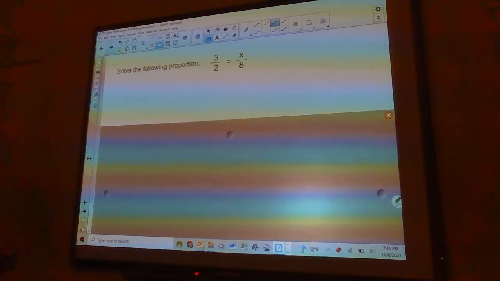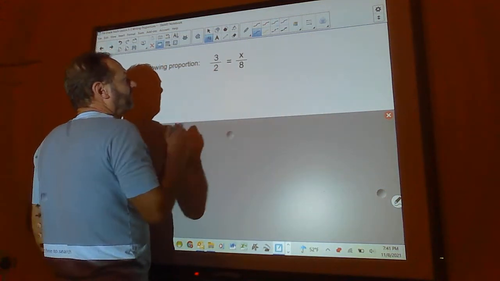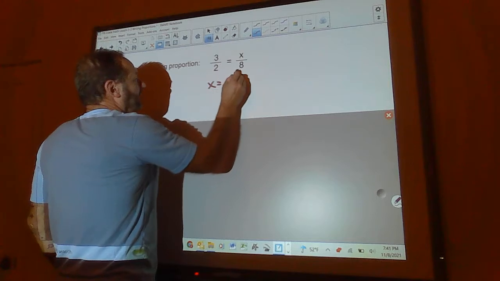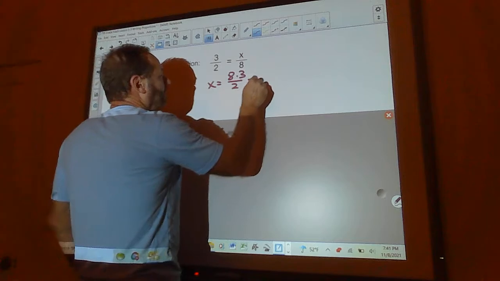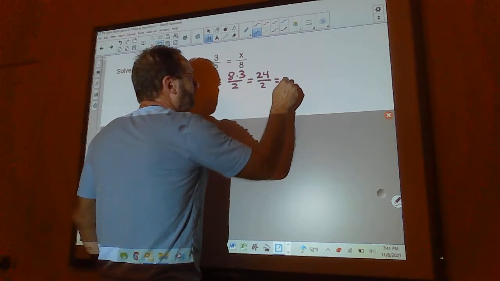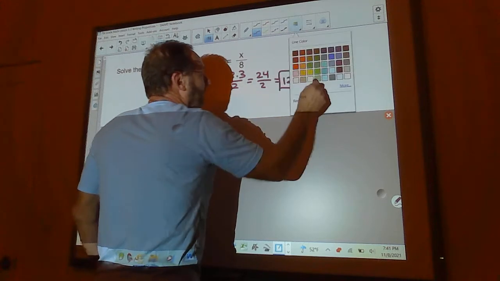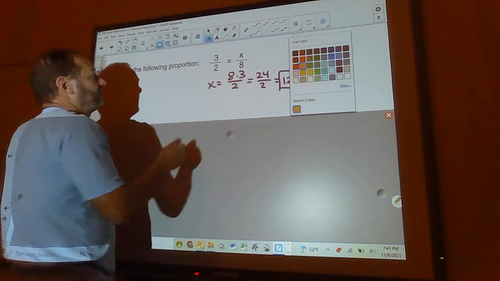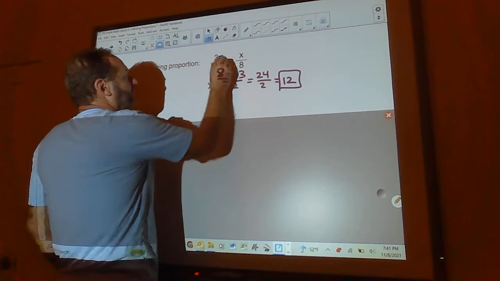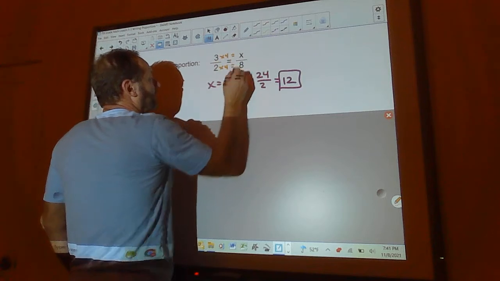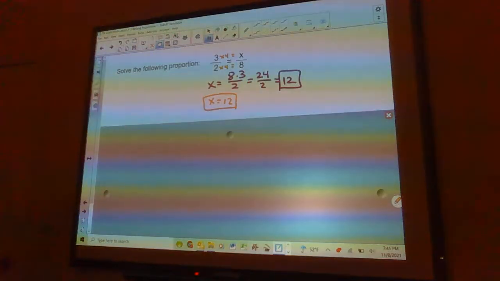Same thing here. Solve the following proportion. I can do this 2 different ways. I can say x is going to equal 8 times 3 divided by 2, which would be 24 over 2, which is 12. The other way I could do this is I could say, 2 times 4 is 8, so 3 times 4 has to be 12. Either way, I get the same answer.